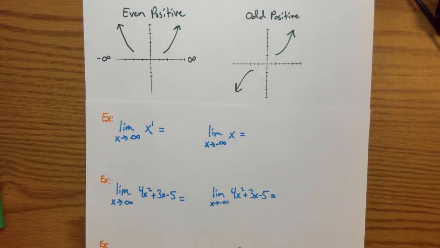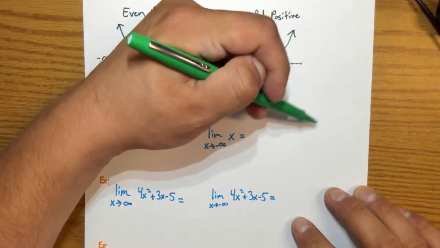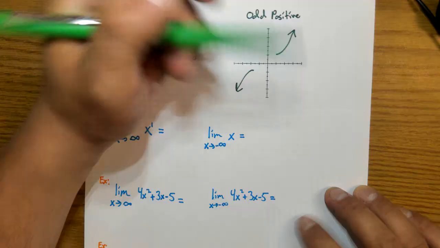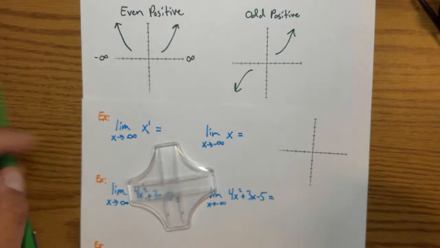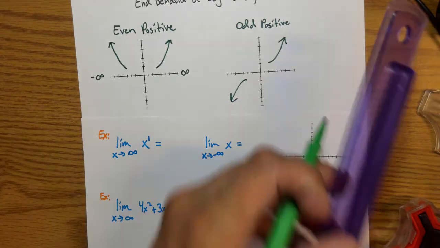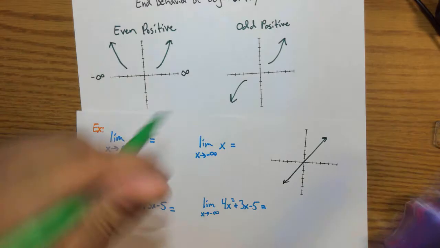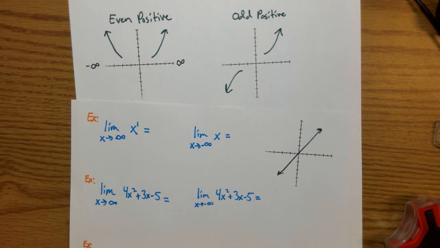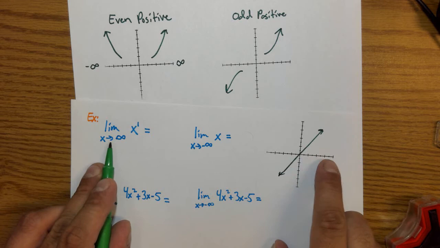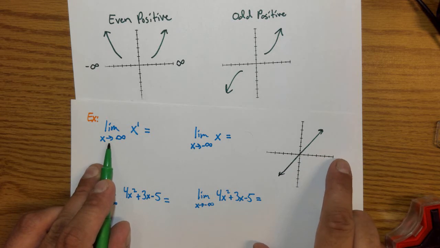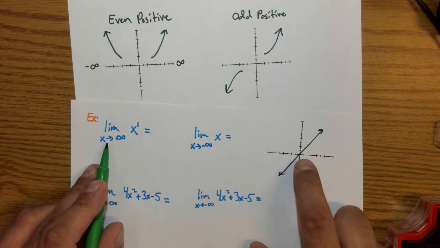And we know that if we were to graph the function x, it's just a straight line that looks just like that, right? So the end behavior, as x approaches infinity, as we go farther and farther to the right, we need to ask ourselves, what is y approaching? What is f of x approaching? And that's really what the limit is.